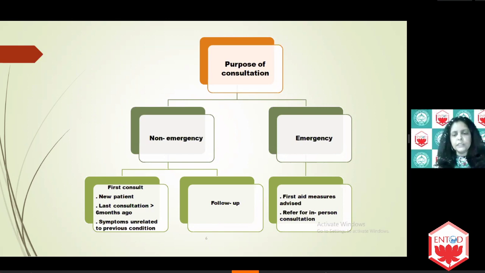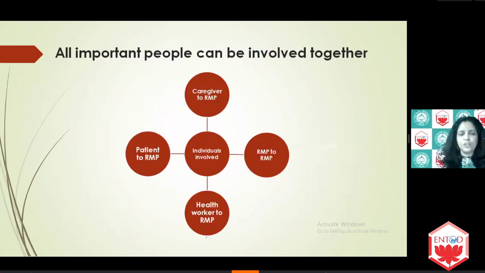The purpose of these consultations can be either emergency consultations. In emergency consultations, the doctor can give first aid measures and then refer for in-person consultation. And it can be for non-emergency or elective consultations, where it may be a new patient or a follow-up patient. The good thing about telemedicine is that all important people can be involved together, which means the patient, the caregiver, the healthcare worker, and the RMP all are together.